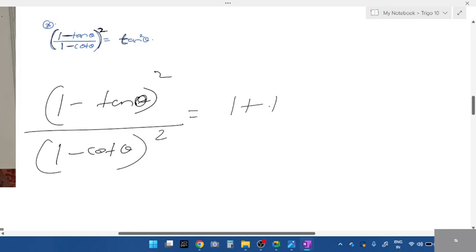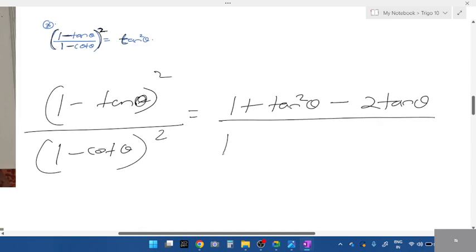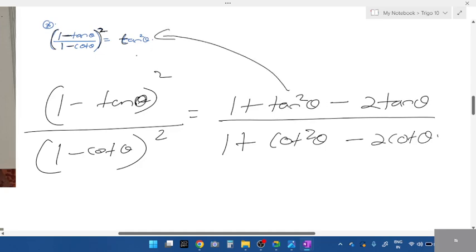a square plus b square minus 2ab, right? 2 into 1 into tan theta, divided by 1 plus cot square theta minus 2 cot theta. Still we are not able to get tan theta. Are we getting tan theta? No. So we used the reciprocal quotient relation, not reciprocal, we used the quotient relation. We use tan square.